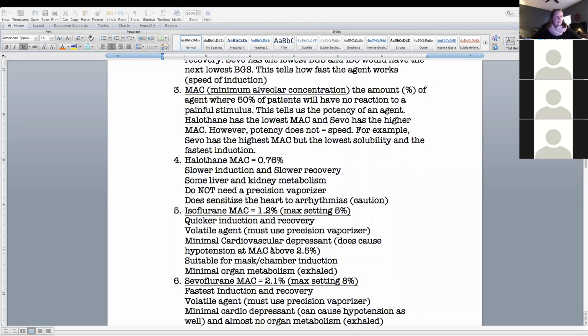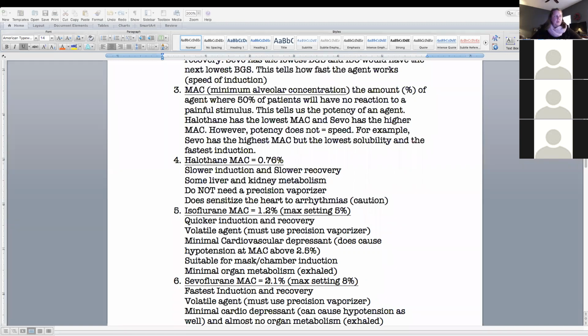The nice thing is there's almost no organ metabolism. The way they get rid of this drug is they exhale it. So if they have liver or kidney issues, it's not taxing on the organs. The primary route of elimination is just to exhale it into the recovery area.